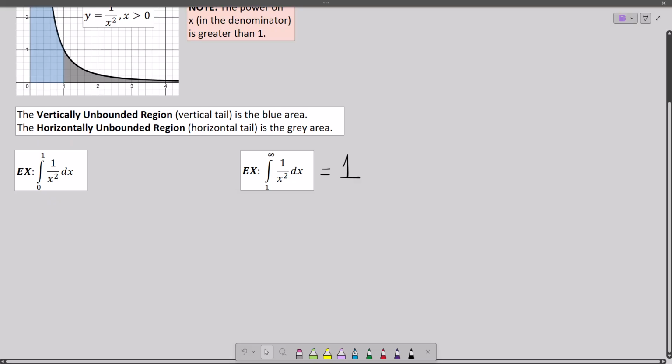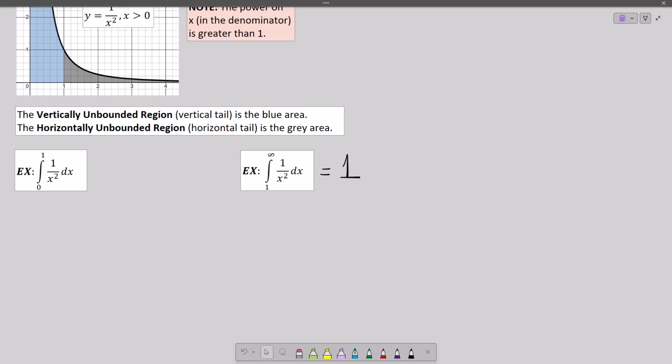So when you look at this, it looks just like a definite integral. But it's not obvious, like the horizontal tail where you see infinity in the limit of integration. Here we don't see that it's improper, so we have to ask ourselves, is our function continuous on that interval? And the answer is obviously no, because if you plug in 0, you get undefined. This is not even defined at 0, so we can't integrate it with a regular definite integral.